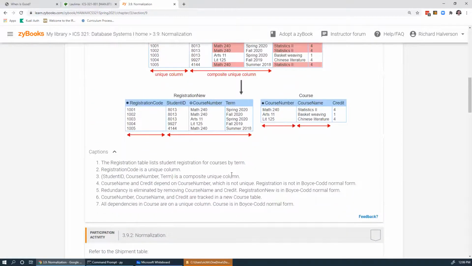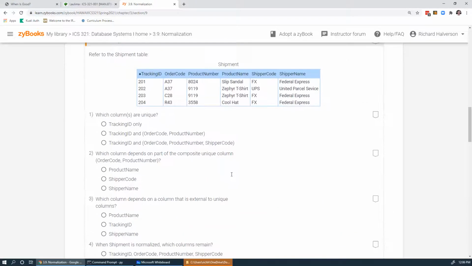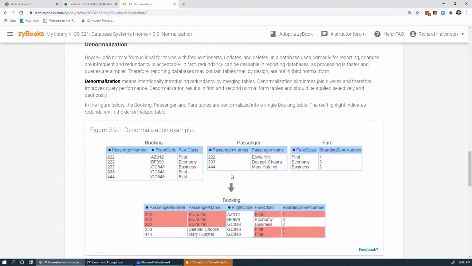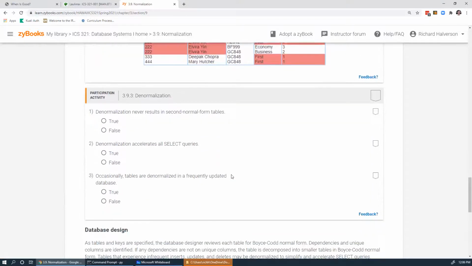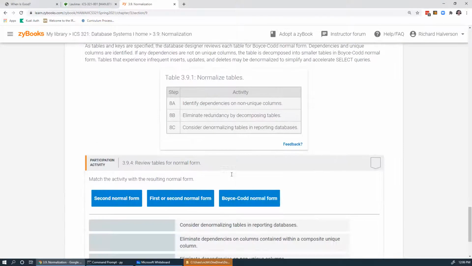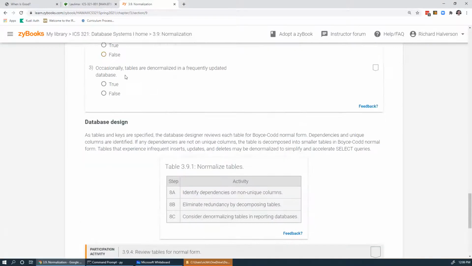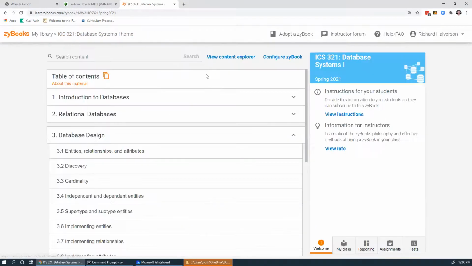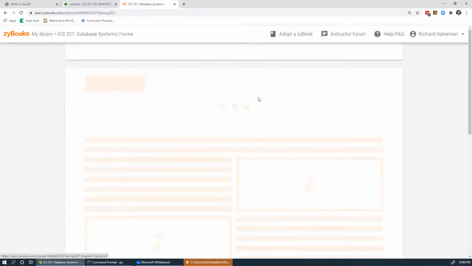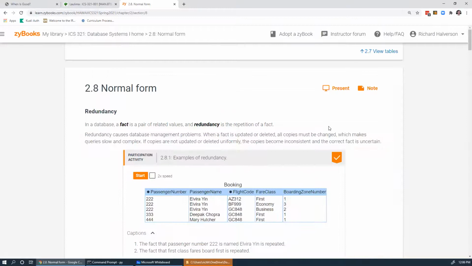Didn't we? Oh, I don't recall talking about denormalization. Okay, let me go back. How is this different than this one? Okay, this just talks about all the normal forms. All right, so let's keep moving here.